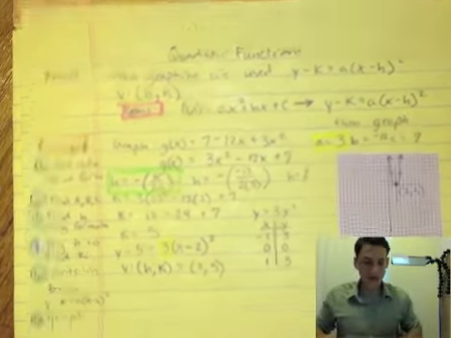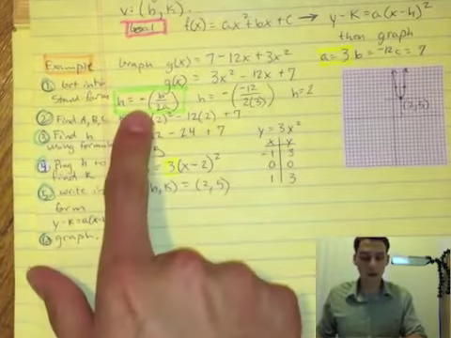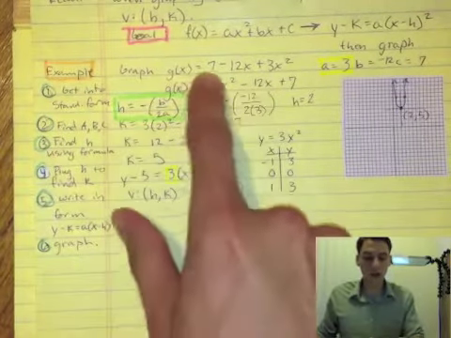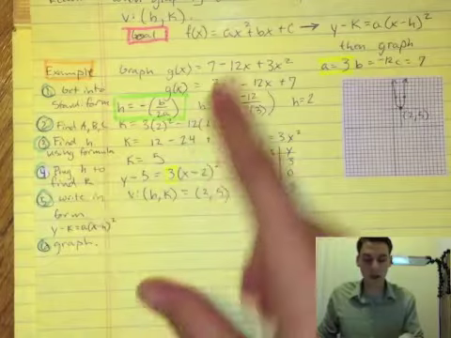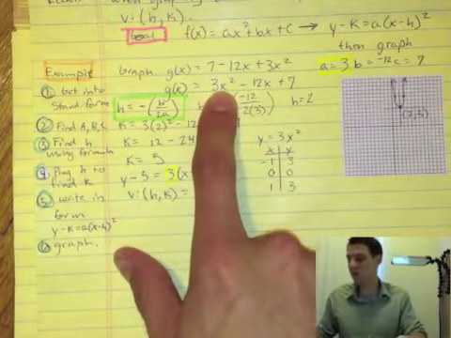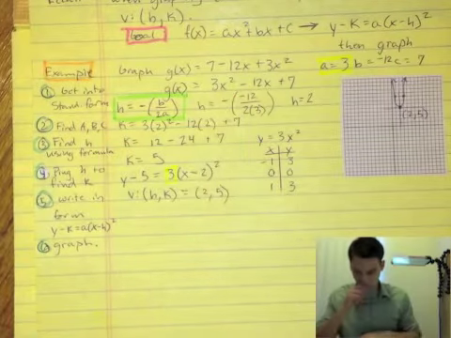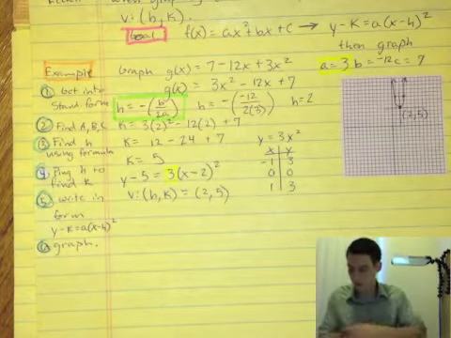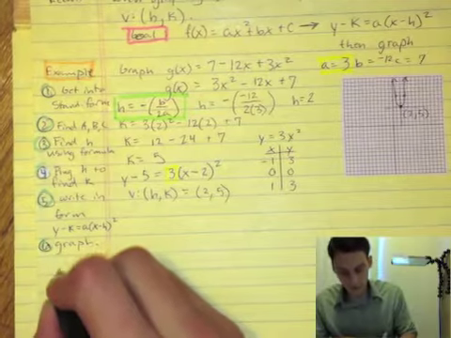We have a formula to find h. Plug it back in here for x to find k. A will always be the same. That's from standard form. And then it's stuff that you know already. So let's look at another example.